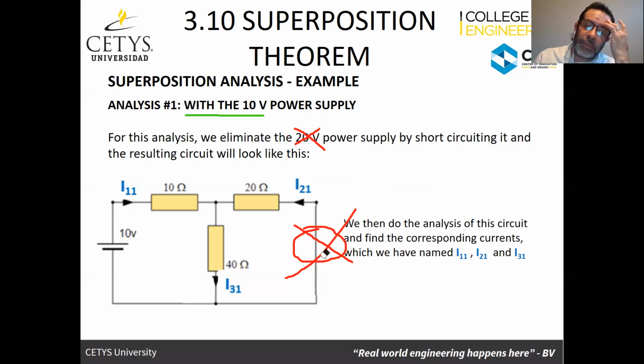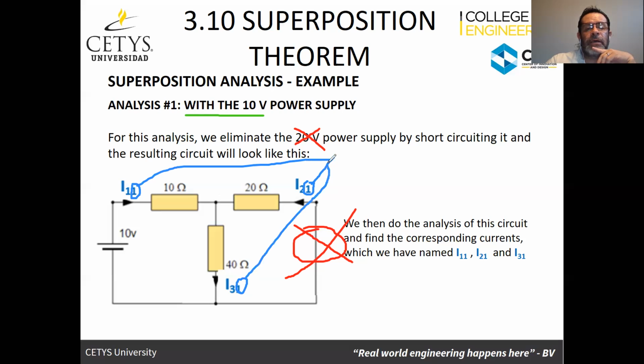So that's the first thing we do: we eliminate this. Now, since we're doing just part of the analysis, we're going to tag or name these three currents, which originally were I1, I2, and I3. I'm going to add another index to call them I11, I21, and I31. This second subindex means that we're talking about the values for analysis number 1. Once we do this, we have a new circuit that we need to analyze.